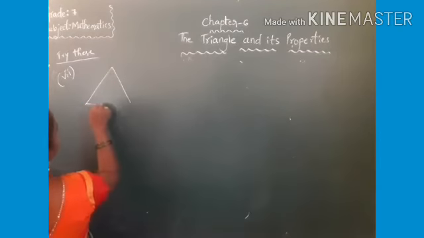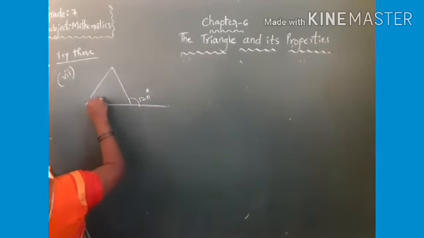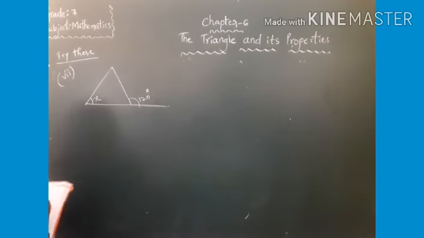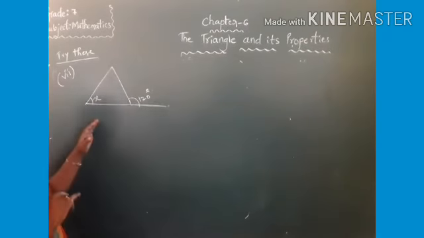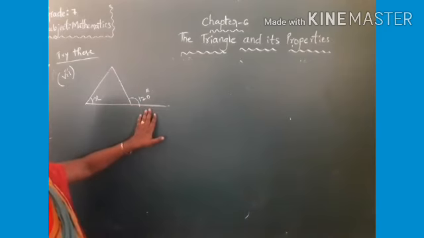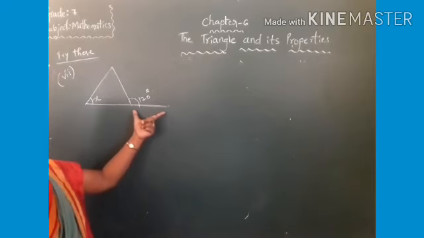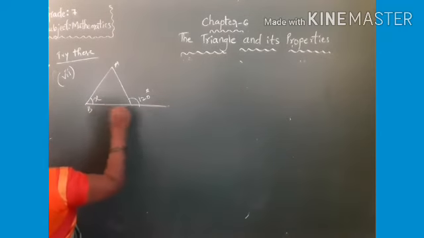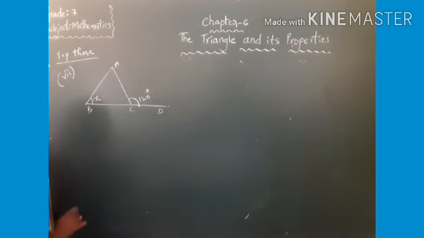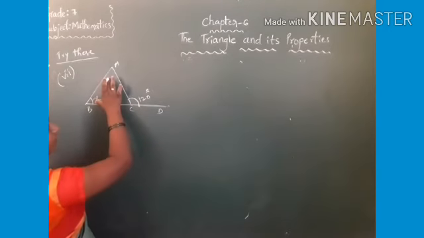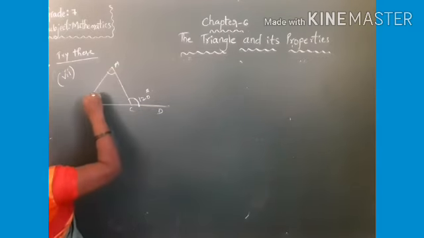Here a triangle is given and one exterior angle is also given. Find the x value. Observe here, the exterior angle. How is an exterior angle formed? This side is produced to D, and the exterior angle is formed. The exterior angle is equal to the sum of the two interior opposite angles, which are angle A and angle B.